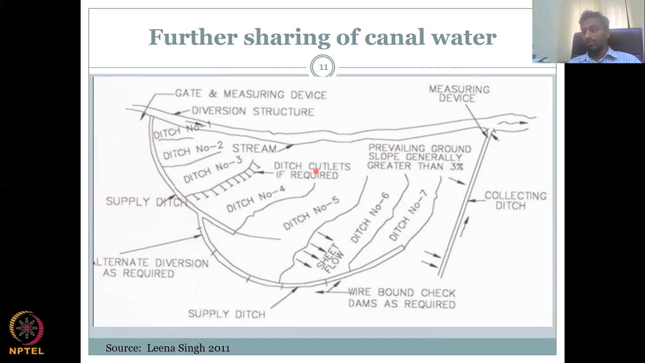This has been very carefully explained in a study by Lina Singh in 2011, which is a very famous method called the ditch and furrow method. You take the water from your main channel, make smaller channels, and then supply water in between the channels, thereby increasing the time the water spends with the ground for recharge. Again, all this water is from the dam water. So your dam water is not only giving water for agriculture, but indirectly it can recharge also.